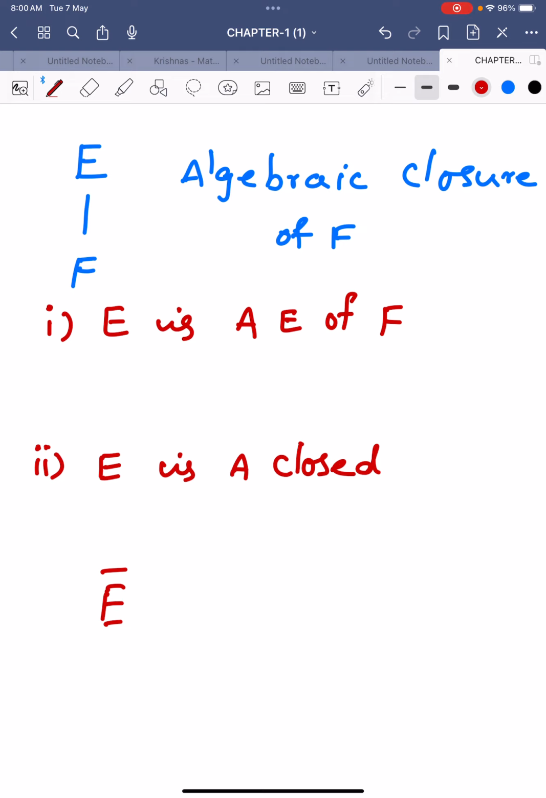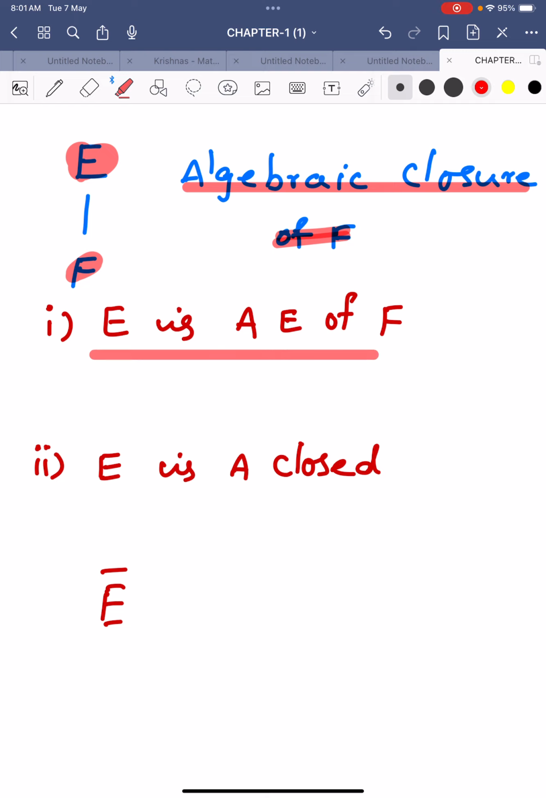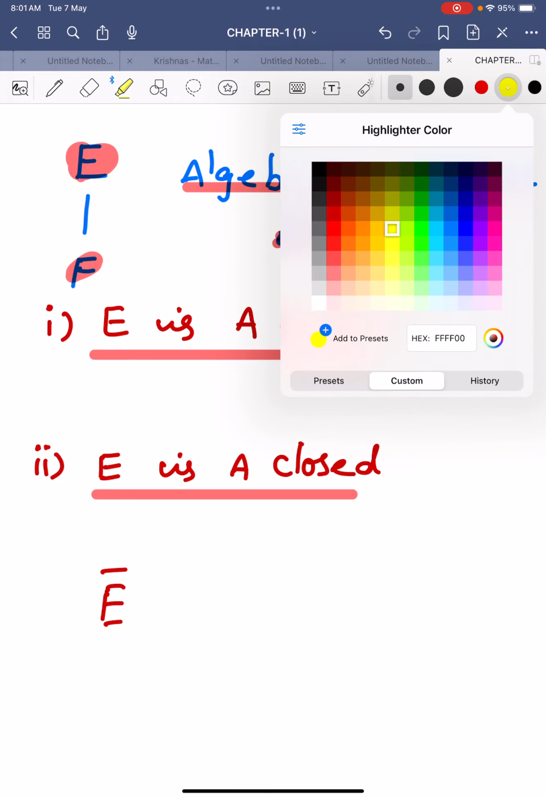I repeat the definition. Observe that for the algebraic closure of the field, capital E is an extension of capital F. Then E is called the algebraic closure of capital F if it satisfies two conditions. The first one, E is an algebraic extension of F and E is an algebraically closed field.